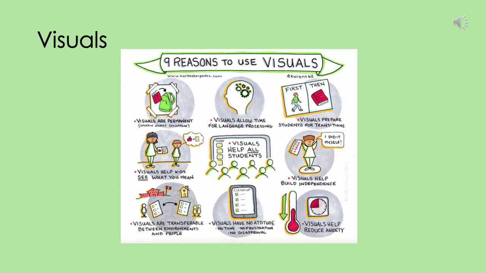So, some of these examples that are used here: visuals are permanent. There's that saying that when you say something, it goes in one ear and out the other. For some of our children who are struggling with their language processing or they have a speech and language delay, having a visual helps them remember what it is you're asking of them or what the instructions are.